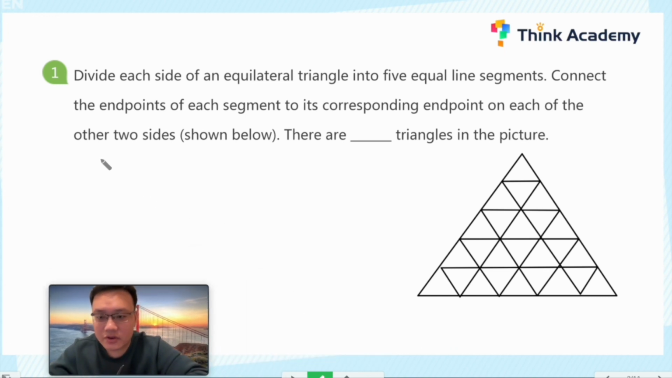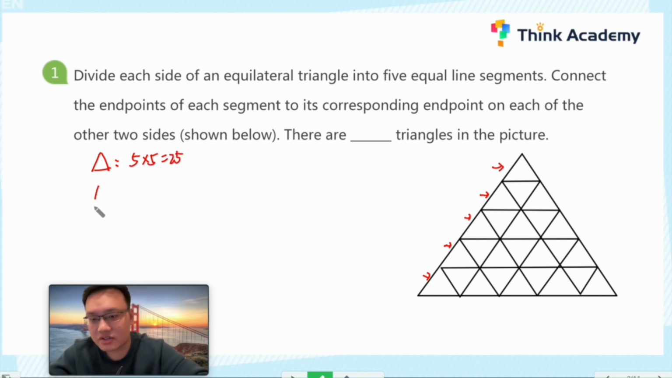As for the smallest triangle, how many of that do we have? An easy way to get that is you just count how many layers you have. 1, 2, 3, 4, 5. You got 5 layers, right? So for this single triangle, that will be 5 times 5. So you got 25 triangles.